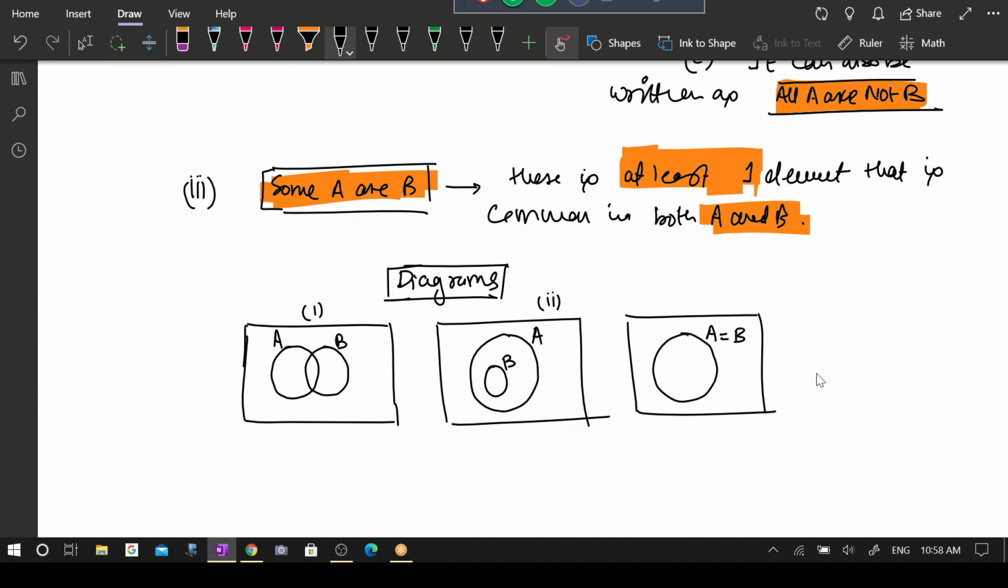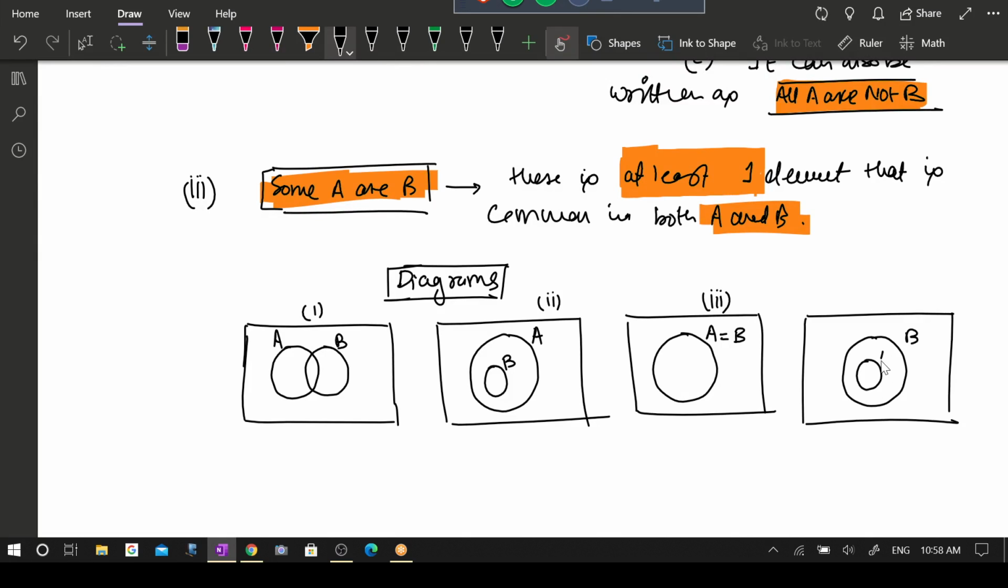A is equal to B, some A or B, because see the logic. Please pay attention. At least one element common between A and B, which means only one has to be common. If all are common also, the logic is the same. Some A or B, isn't it? So third also, and there is one more. Some A or B. Why not? Definitely there is at least one element common between A and B. All four signify the same thing.